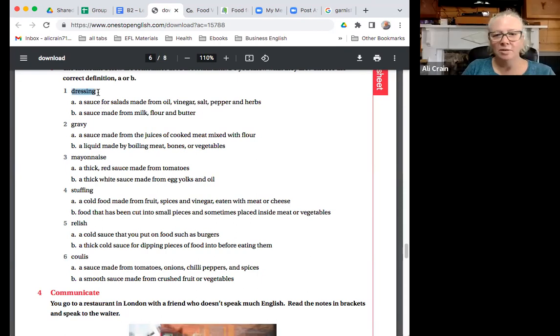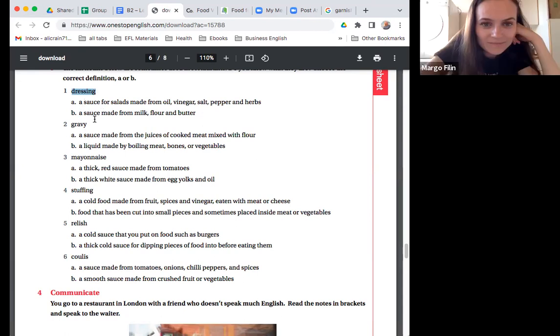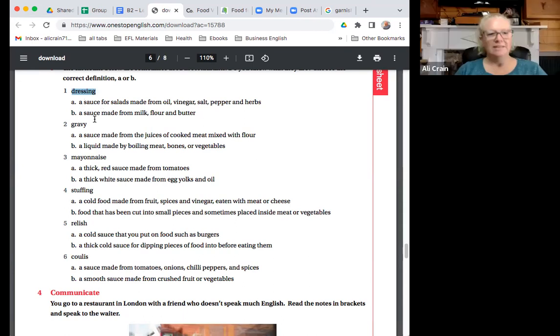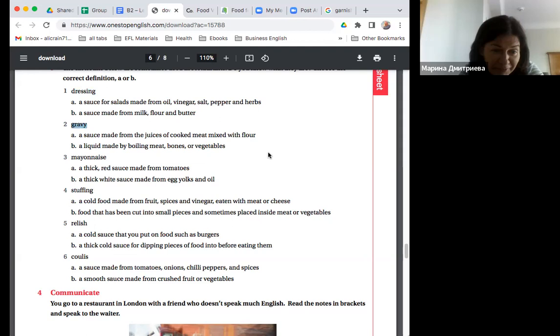Dressing. Margot, is dressing A or B here? Maybe A. Yes. Dressing would be what we would call something we put on top of a salad. So a salad dressing, or it could be other types of things, but usually a salad is what we're putting a dressing on.